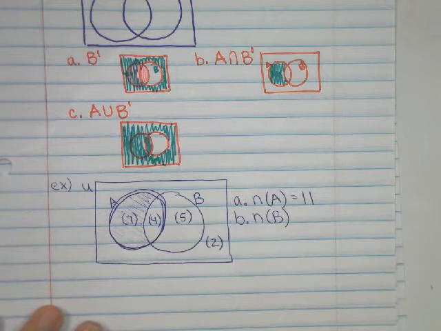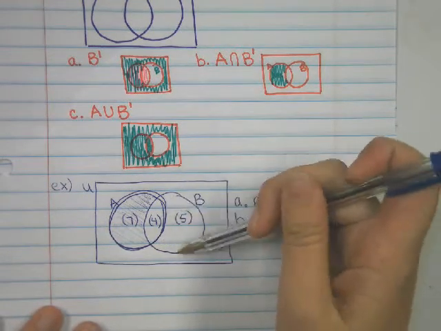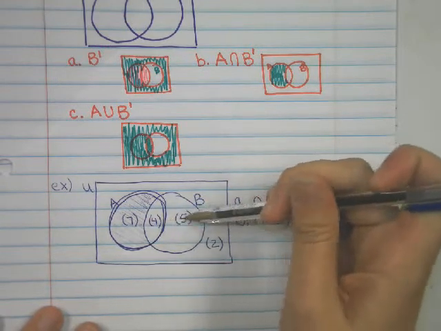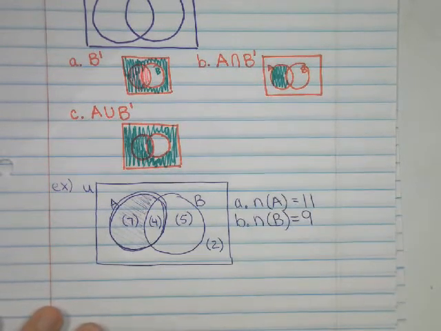How many elements are in B? Number of elements in B. Well, the 5 represents the elements that are over here only in B, but then there's 4 that are in A and B, so those are in B. So that makes 9 total elements in B.